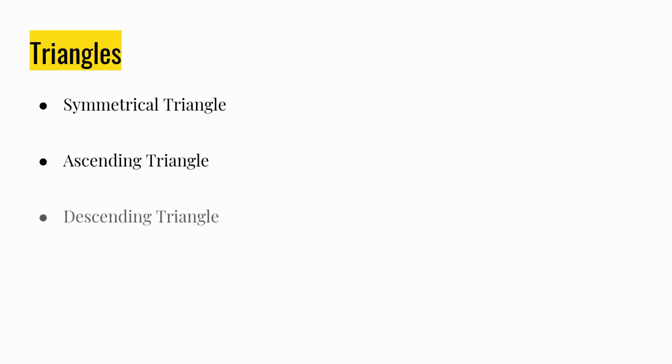Now that we have understood what continuation patterns are, let's get started off with the first type of continuation pattern, triangles. There are four types of triangles. The first one is called the symmetrical triangle. The second one is called the ascending triangle. The third one is called the descending triangle. And the fourth one is called the expanding triangle, which is also called the broadening formation.